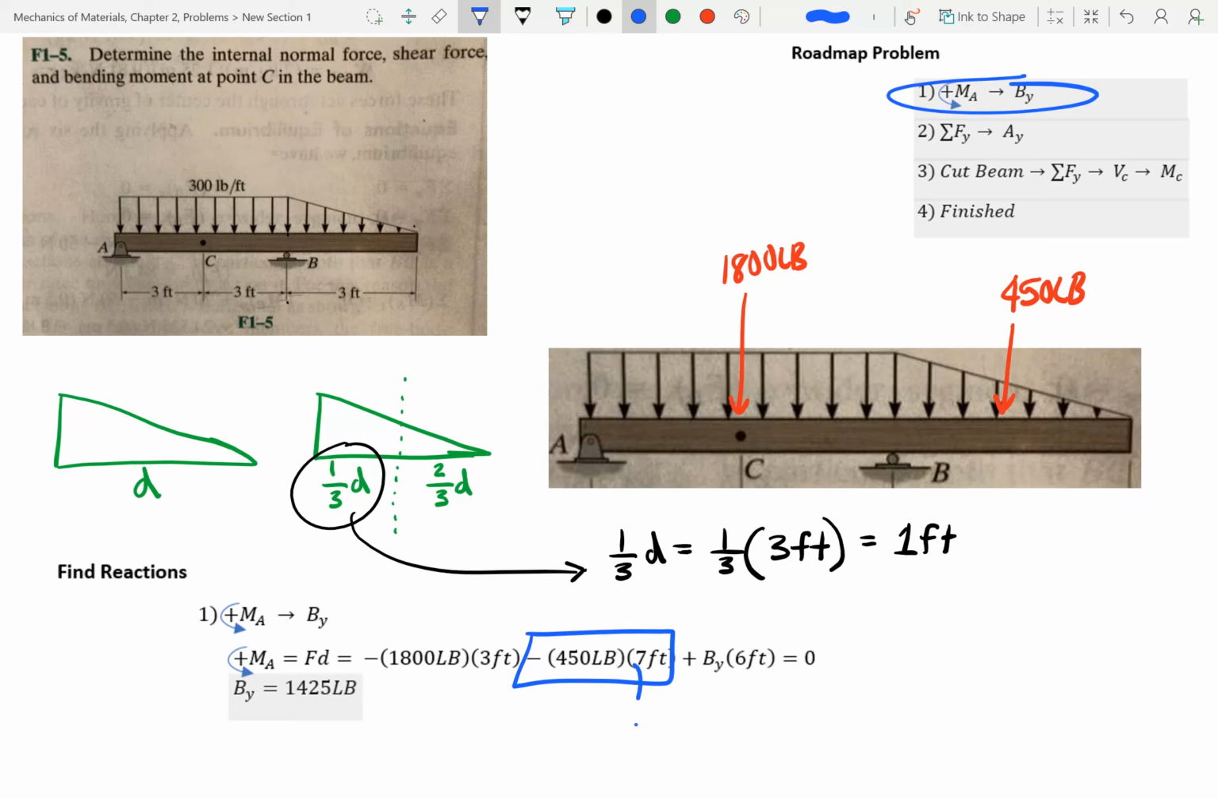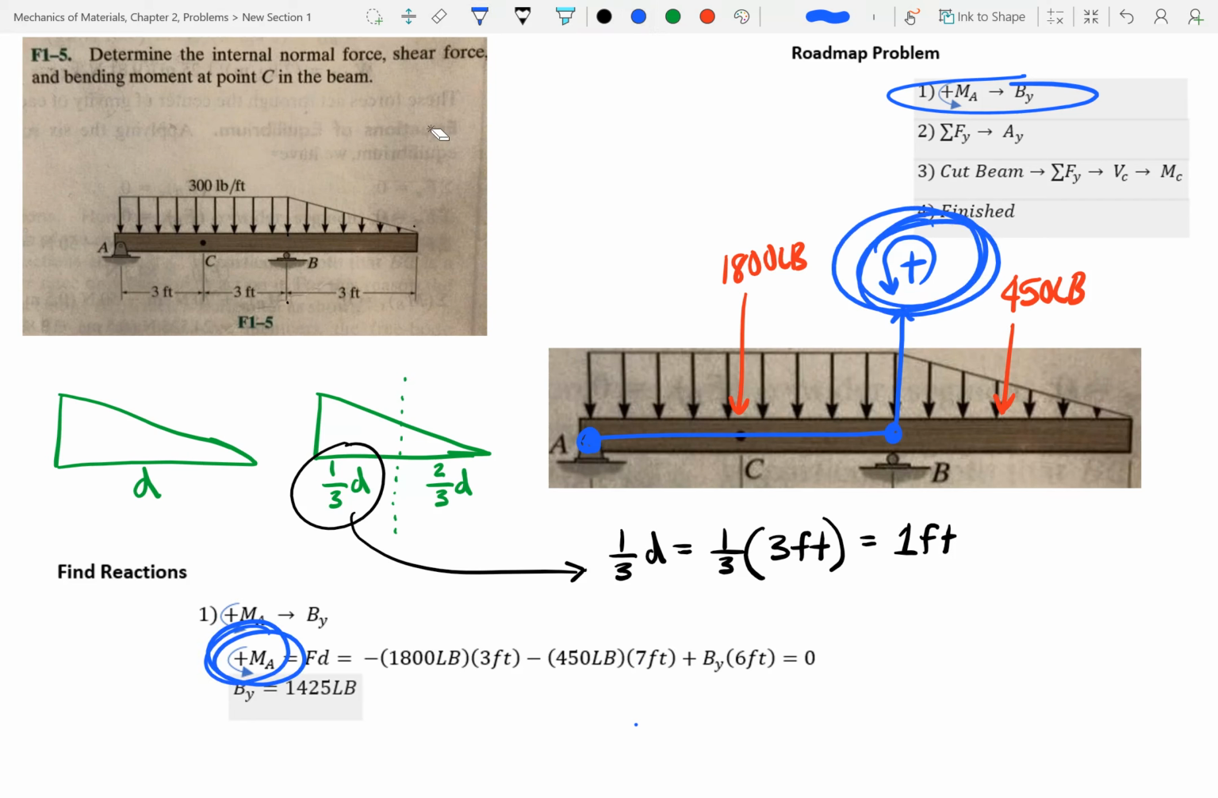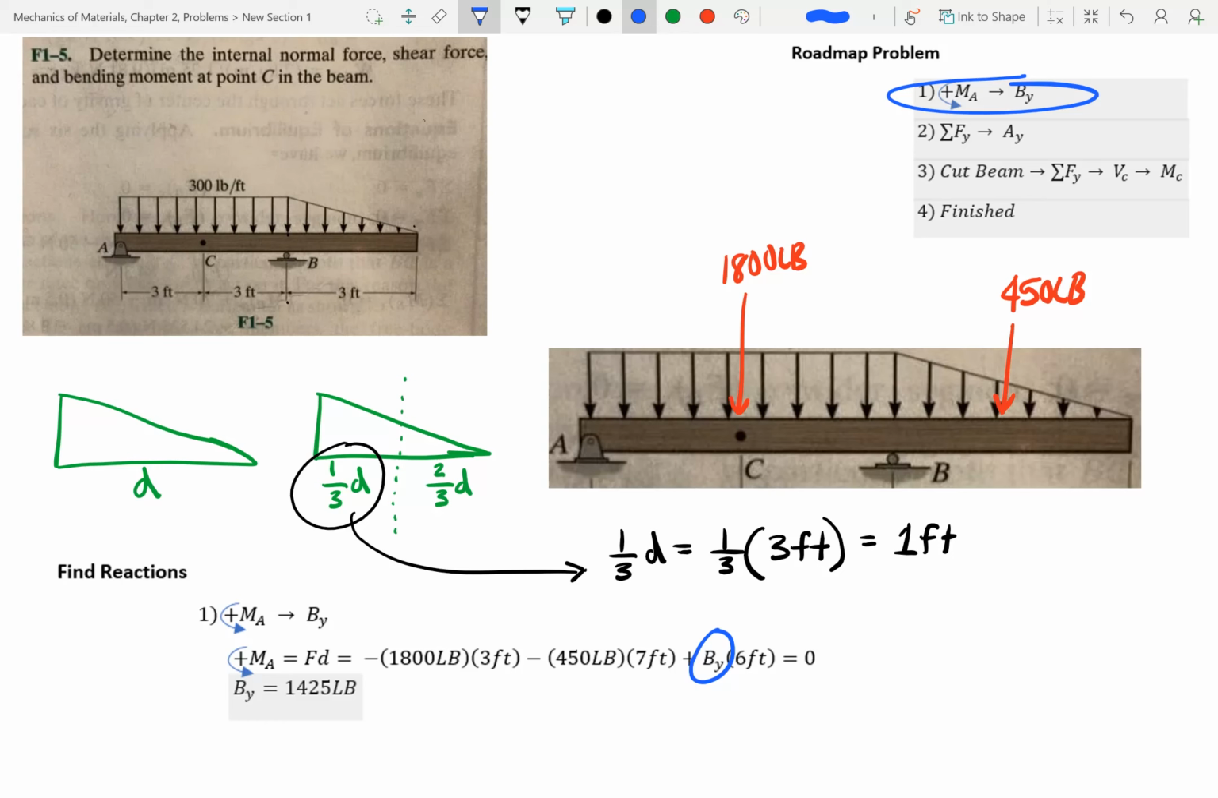A roller is going to be going in this direction, right? Because it's normal force. And you can see that my moment is in this direction. So that's the same direction as here, right? So we're going to go ahead and put a positive in here. Okay, if I solve for By, I get this, right?